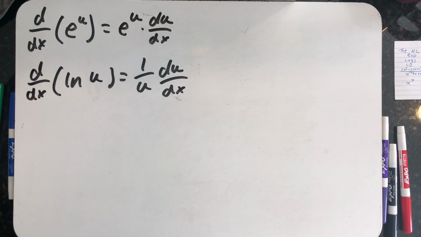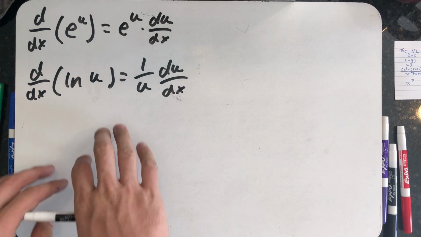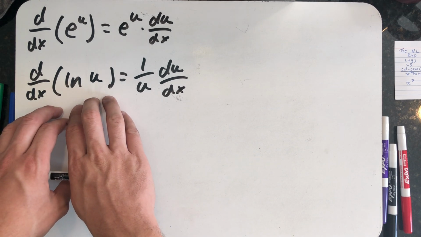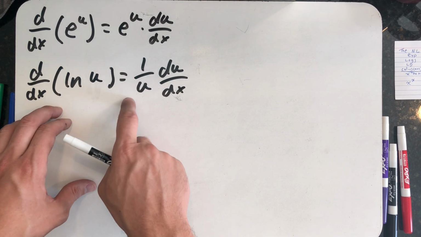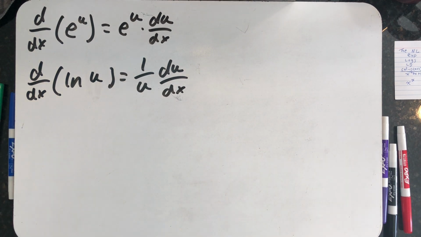Way back in section 3.3, we learned that the derivative of e to the x is e to the x. If we write that rule down thinking about the chain rule, then the derivative of e to the u is e to the u du dx. In our last video, we learned that the derivative of the natural log of u was 1 over u times du dx. Now, if that was just natural log of x, we just have 1 over x.